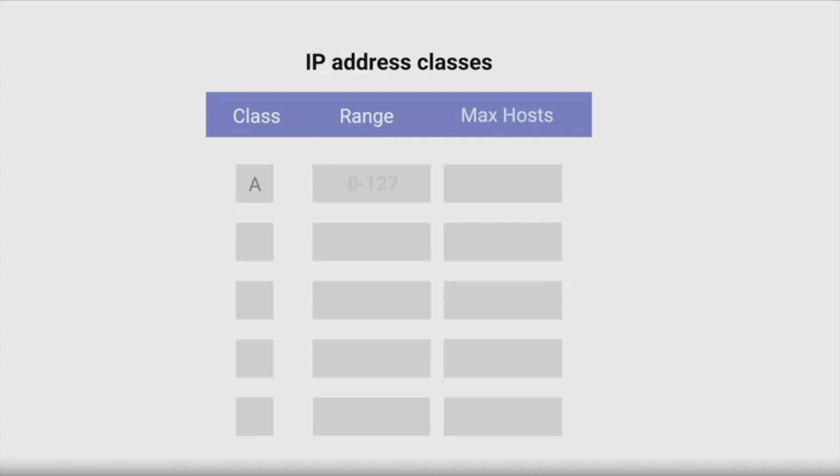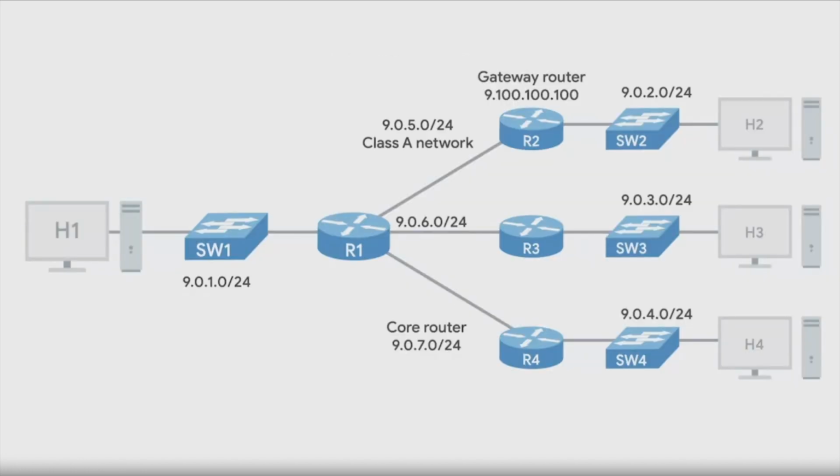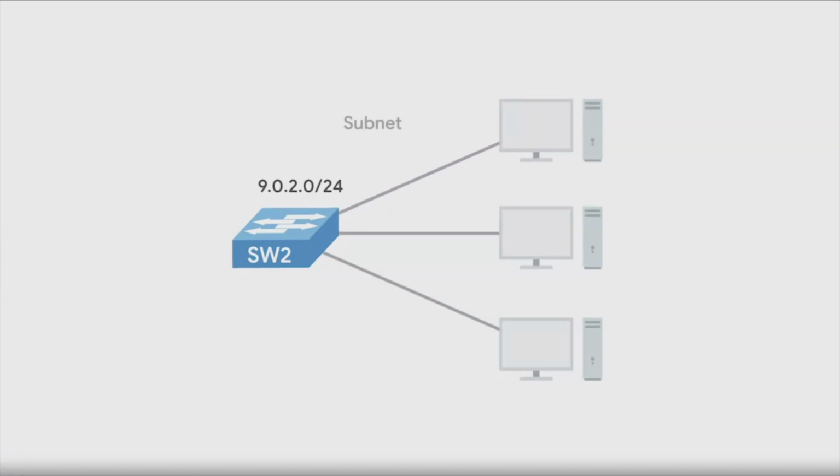However, there's a challenge with large networks, like Class A networks, which contain a whopping 16,777,216 individual IPs. That's too many devices for a single router to handle efficiently. This is where subnetting comes to the rescue. Subnetting is the process of dividing a large network into many smaller subnetworks or subnets. Each subnet has its own gateway router, serving as the entrance and exit point for that subnet.